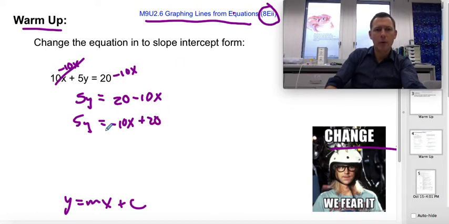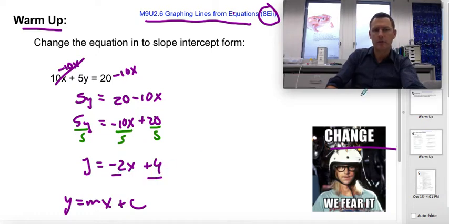We want the y by itself, so let's divide by 5, but then you have to divide everything by 5. And you're left with y. This is negative 2x, and this is 4. Right, so slope-intercept. Great.